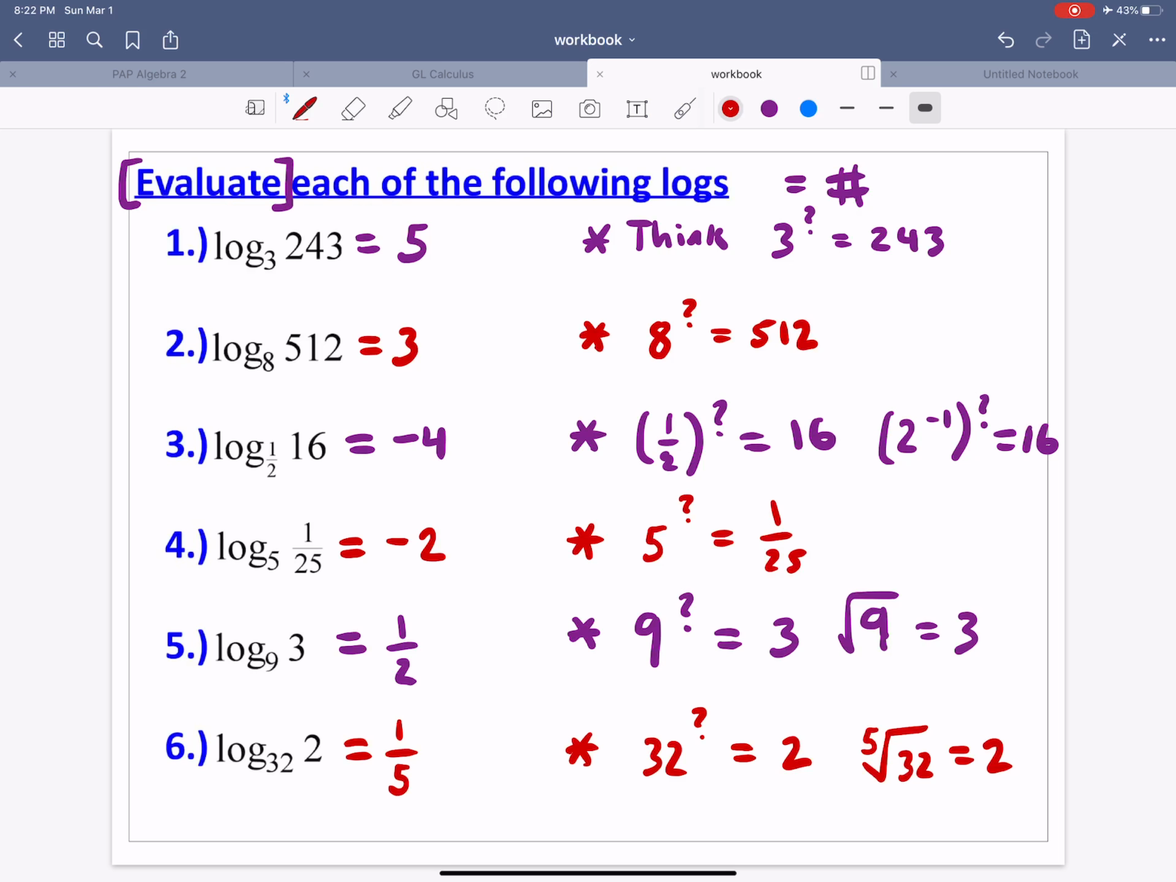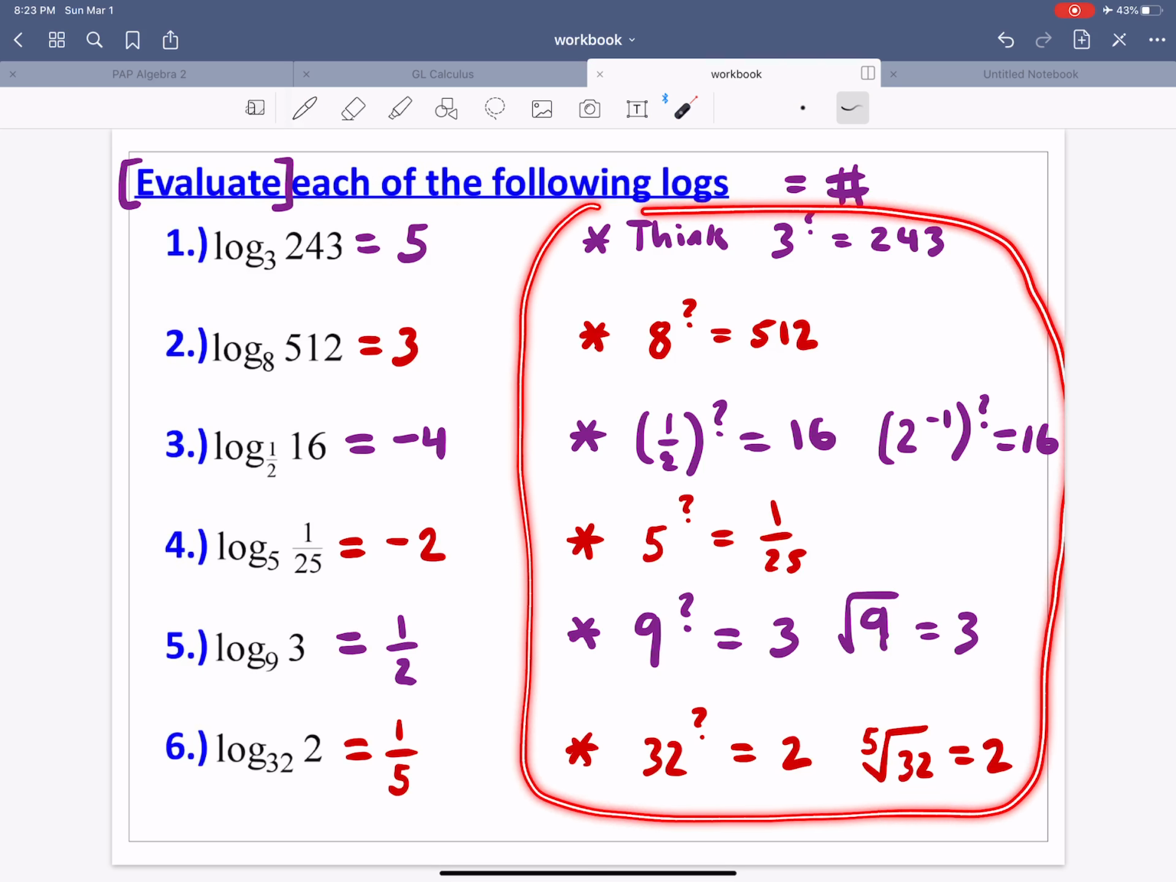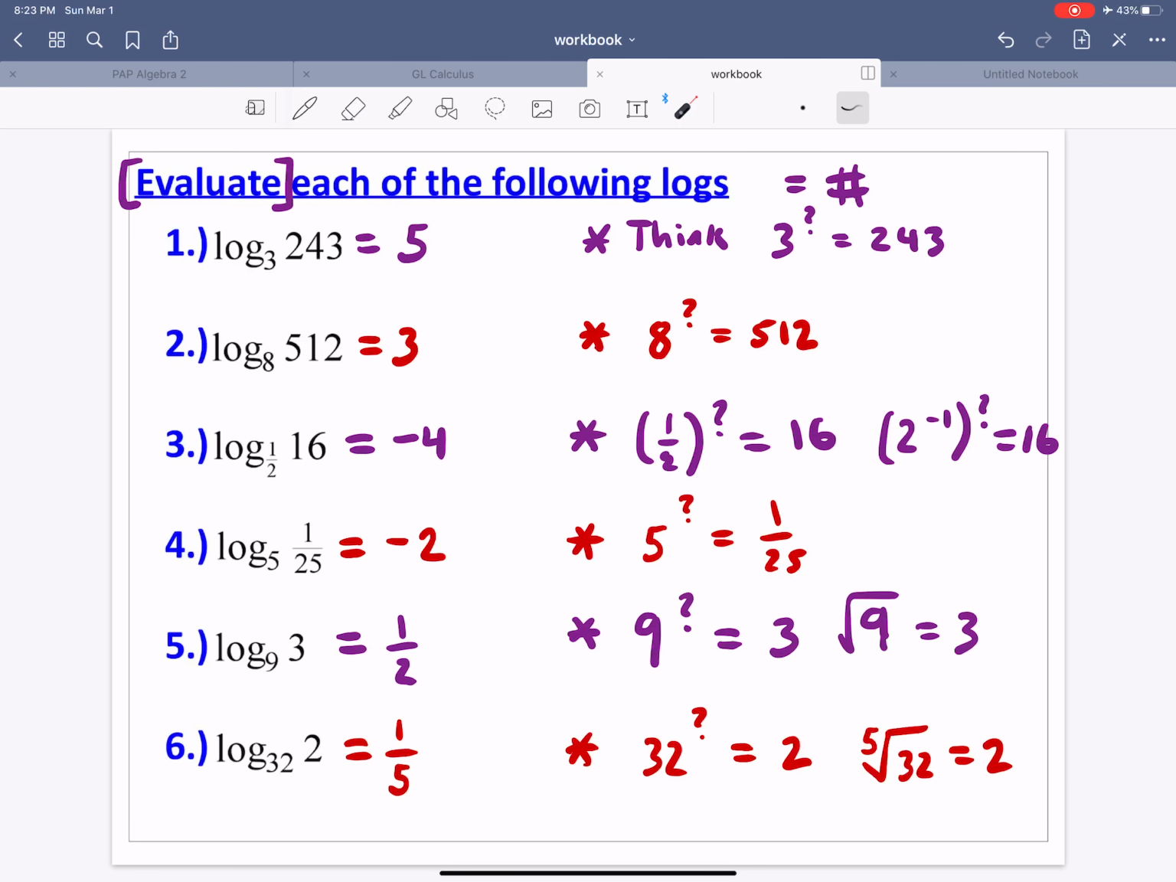So my people, that was quick, but that's how you evaluate logs, okay? You think about rewriting these as exponential equations, and then you have to use some brain power to figure out what exponent you need to use to get the numbers that you need. So this requires a ton of practice. Please make sure you're doing your homework. If you want more homework, you can Google worksheets on evaluating logs, and you can find tons of stuff that will help you.